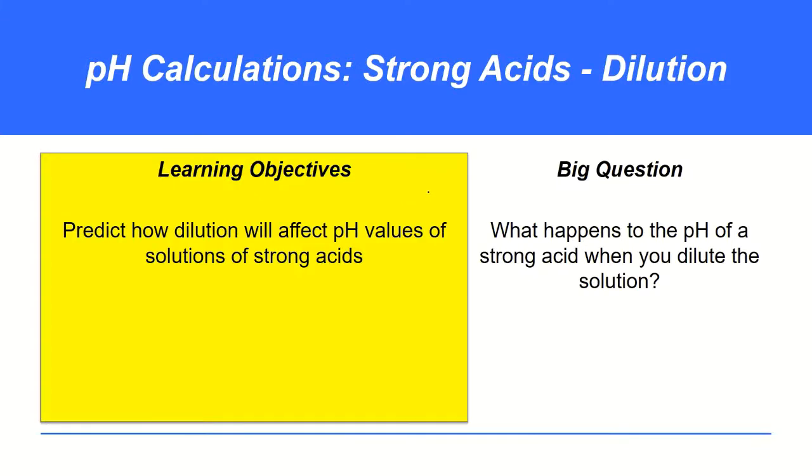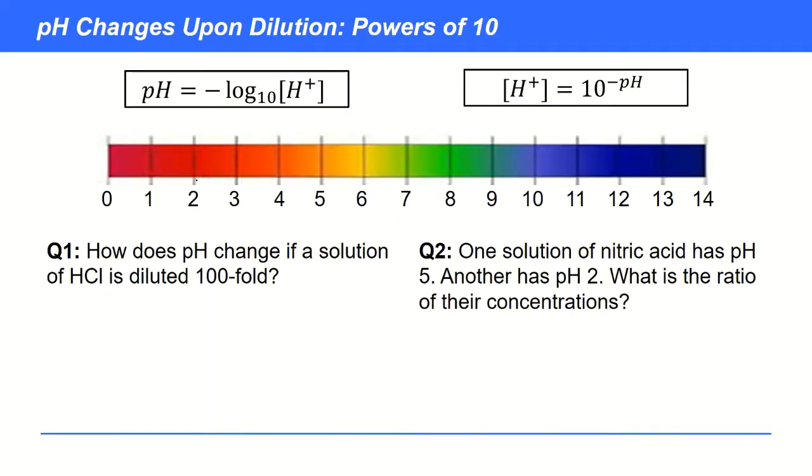Welcome to this video on pH calculations. We're looking again at pH calculations of strong acids and the effect of dilution. So I want to think about two different scenarios. The first one is pH changes upon dilution when we've got powers of 10 changes.